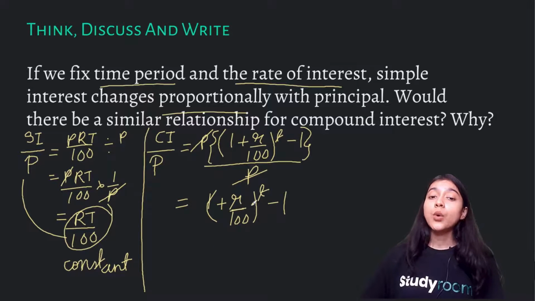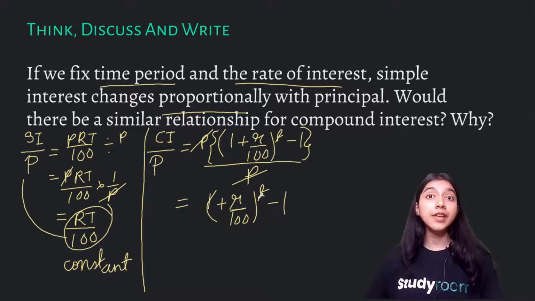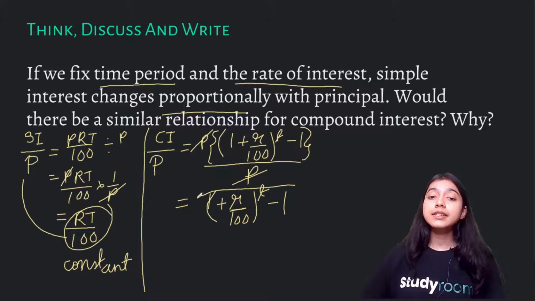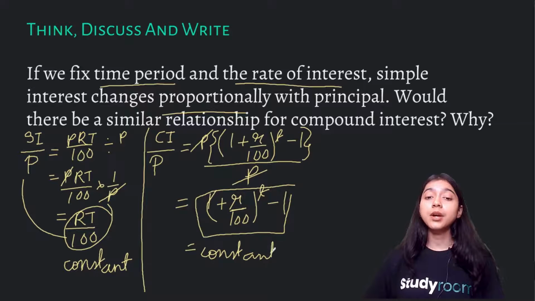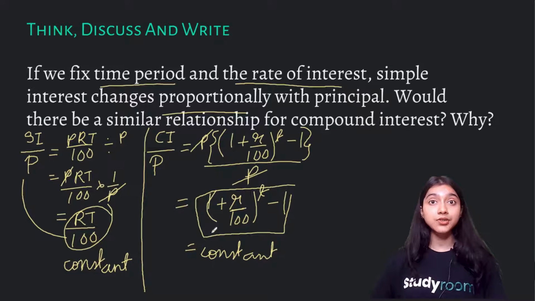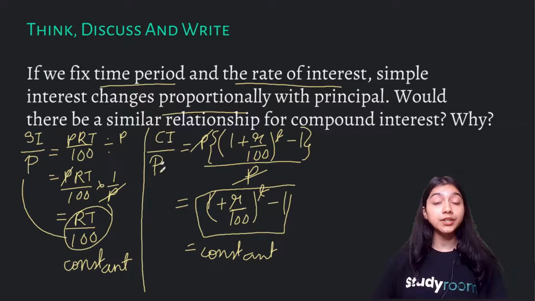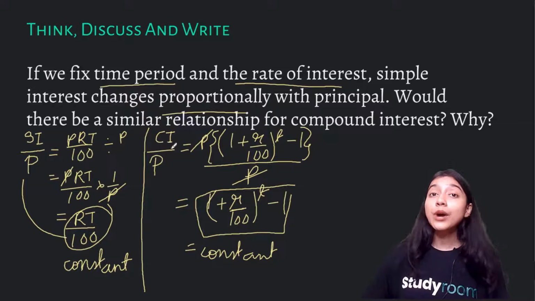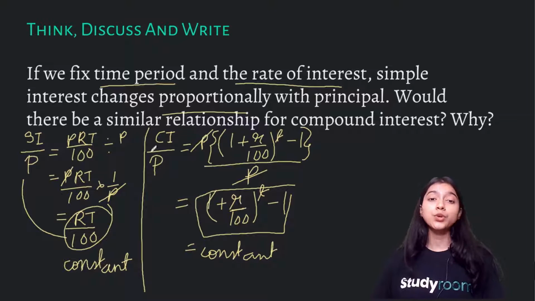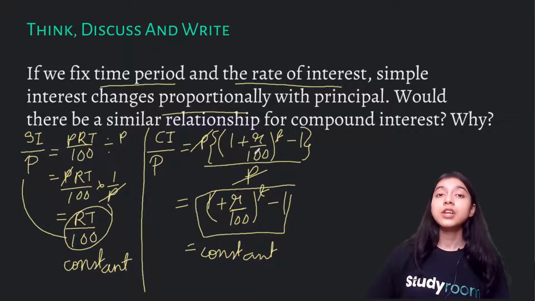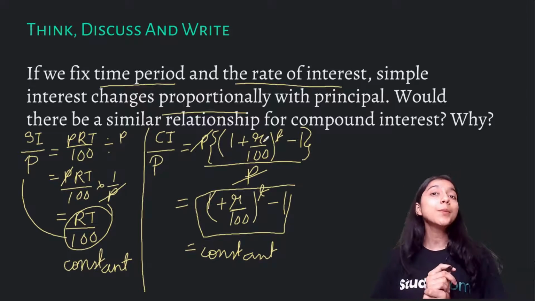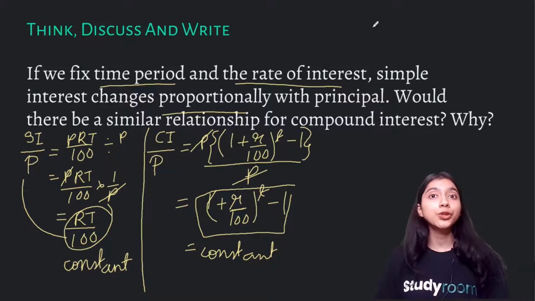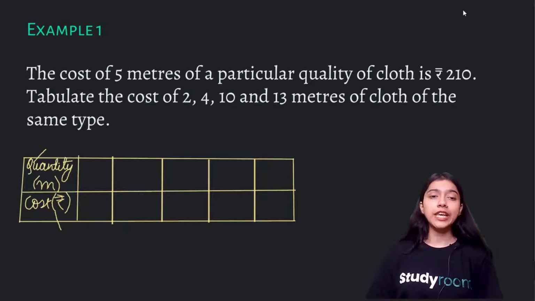Now just observe, when R and T, both of them are fixed, that means they are constant, then this entire quantity that we got in the form of ratio will also be a constant. So we can say that compound interest bears a constant ratio when it is divided with principal. So compound interest is also in direct proportionate relationship with principal. So both simple interest and compound interest are in direct proportion with the principal when the rate and time, both of them, are fixed. Now let us try solving another problem.